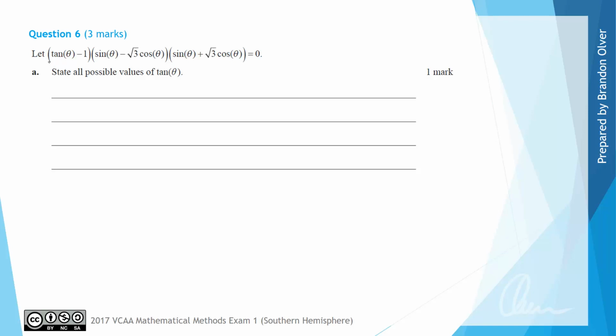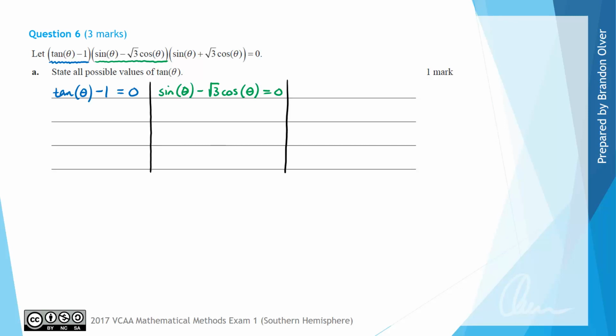So we're going to consider first up tan theta minus 1, and the null factor law would tell us that tan theta minus 1 could equal 0. Next, the next bracket, which says that sine of theta minus root 3 cos of theta could equal 0. And finally, the last bracket, which we're going to do in purple, says that sine of theta plus root 3 cos of theta could equal 0.